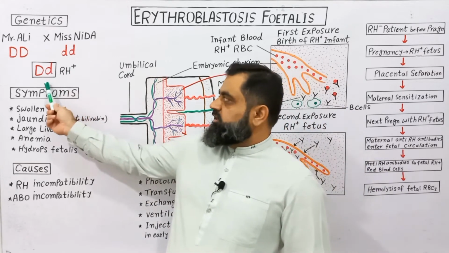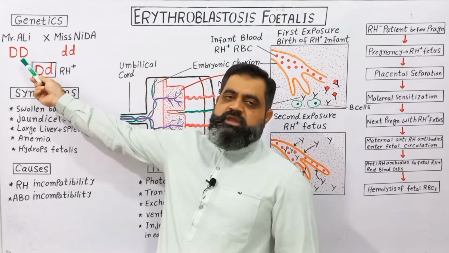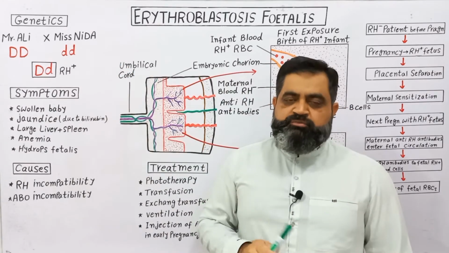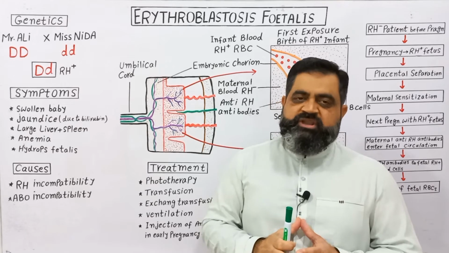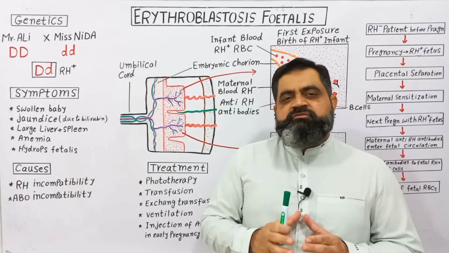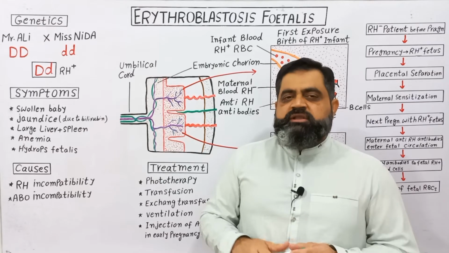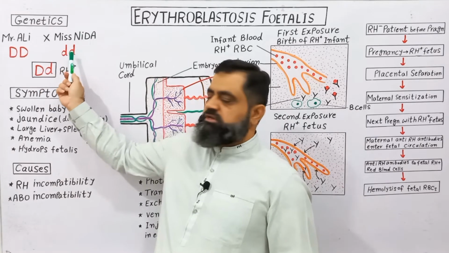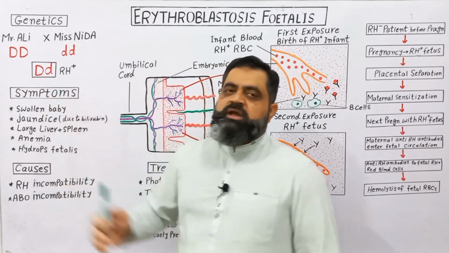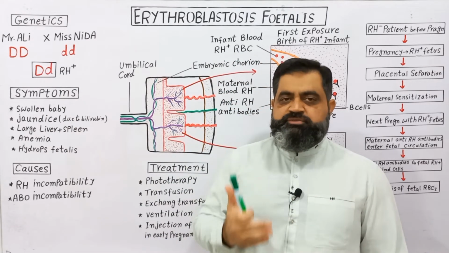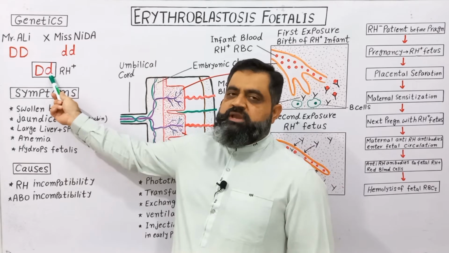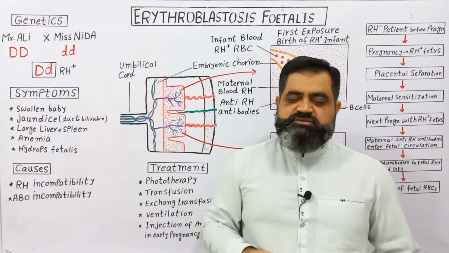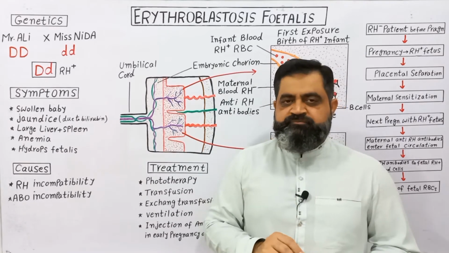As I mentioned earlier, Mr. Ali has A positive blood group and Miss Nida has A negative blood group. They both are going to get married. After marriage, during fertilization, their gametes fuse with each other. Capital D from Mr. Ali fuses with the small d from Miss Nida, and as a result a child is produced with the genetic makeup capital D, small d, which is Rh positive because capital D is dominant and small d is recessive. So all of their children will be Rh positive.